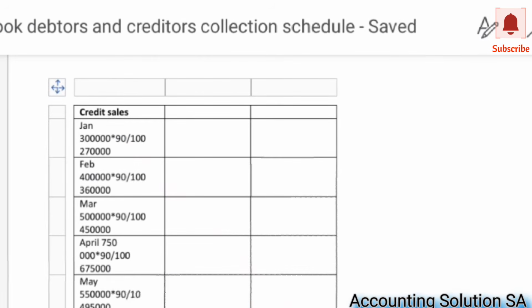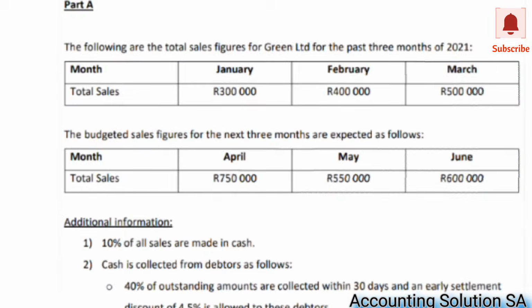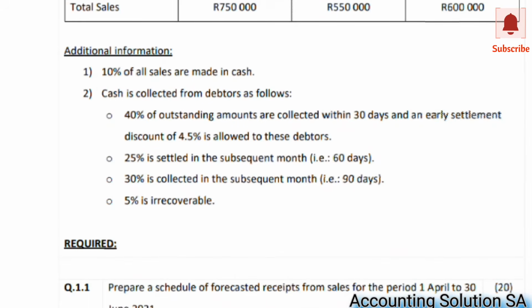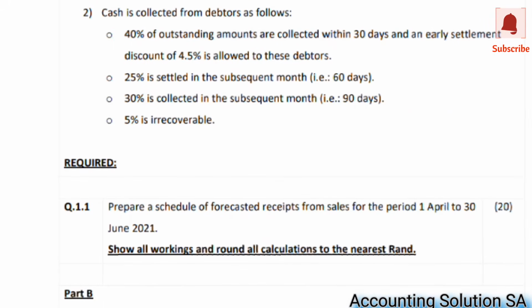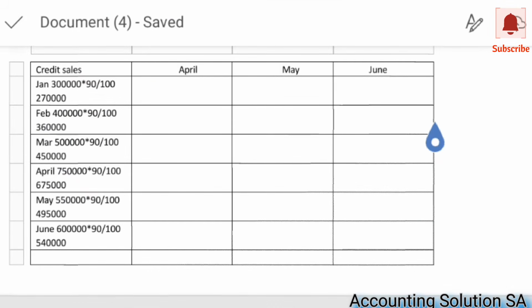Okay, now let's check. Okay, apology, guys. We also have to check how many months are required. They said we have to prepare for April up to June. April, May, and June. Okay, so we're gonna have 3 columns on top. So you have to make sure that you put April, May, and June, the required ones, on top. Then on your left, you put everything that you've been given in the information.